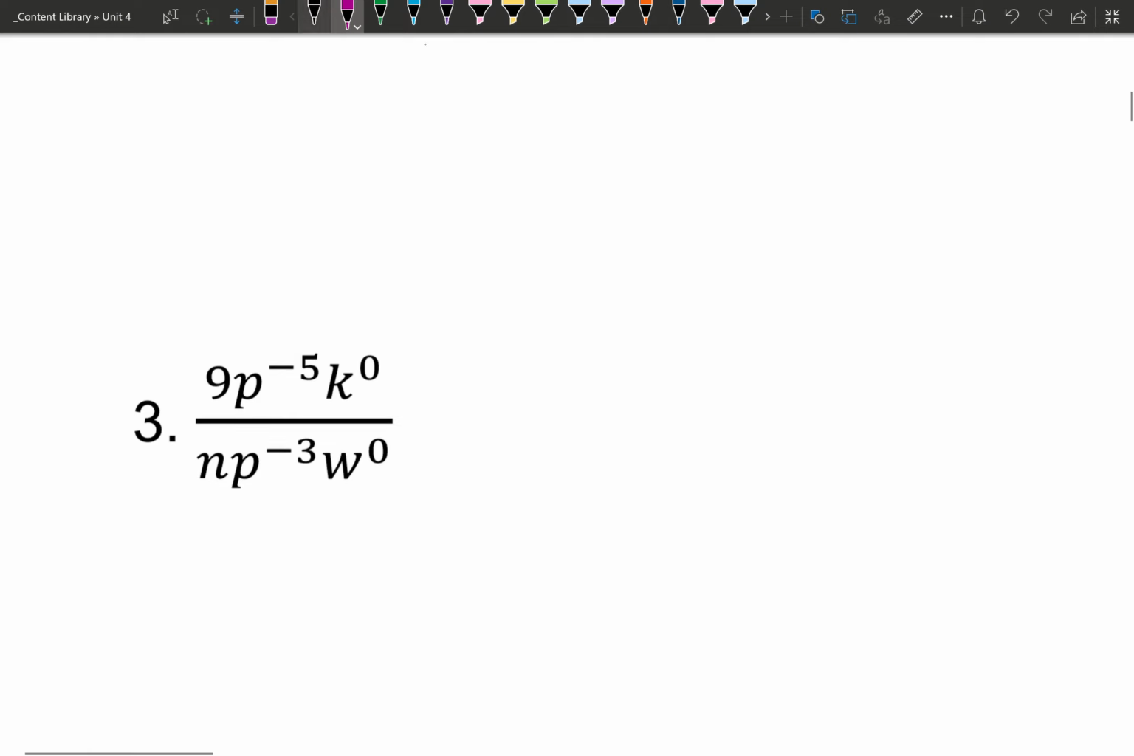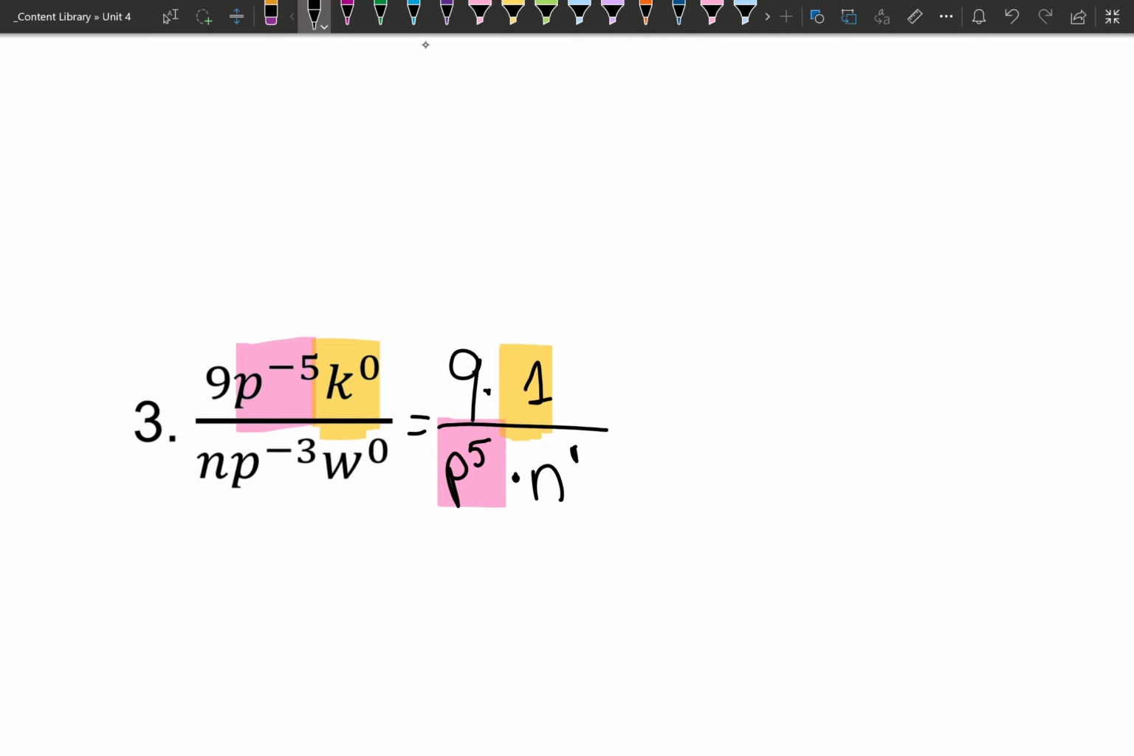Number 3. Oh, I see negatives, I see zeros. Let's get to it. All right, the 9 on top stays where it's at. P to the negative fifth tells us that I need to take that p, put it on the bottom, and make it a positive 5. K to the 0 becomes 1. On the bottom, n stays n, and don't forget it has that invisible 1. P to the negative third flips to be p to the positive third up top. And w to the power of 0 becomes 1.